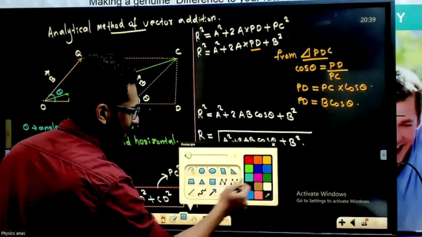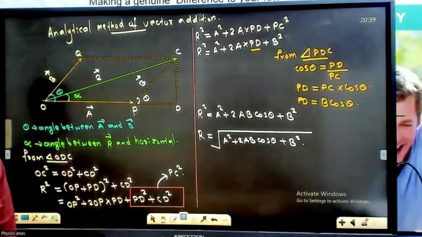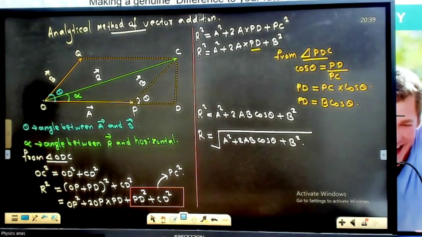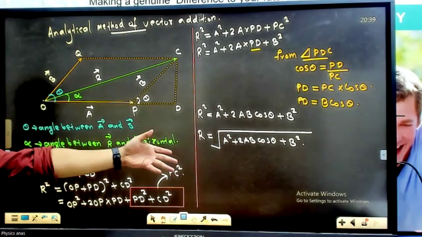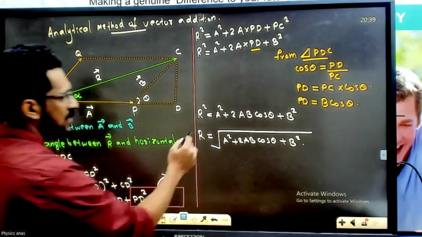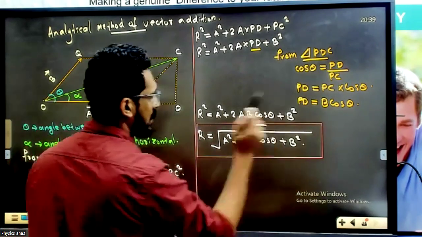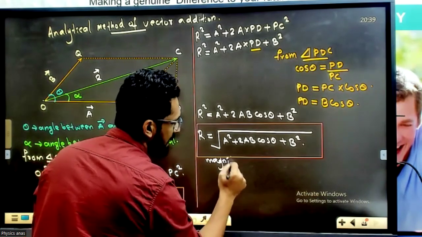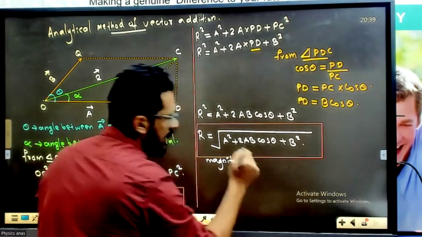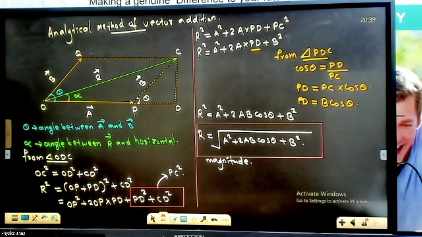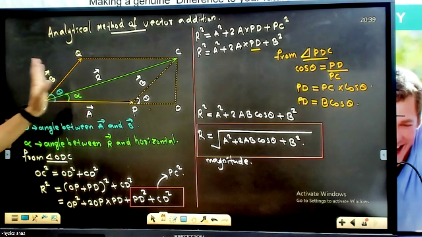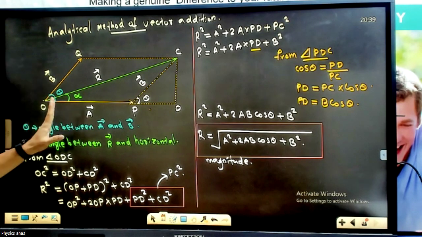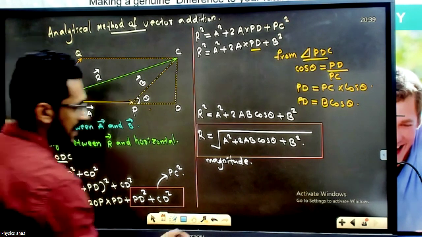No. This is only the magnitude. We have to find the direction also. That's very simple. The direction part is very simple. This is the magnitude part. Please stay with me. Now you need direction. What is direction? If you find this alpha, you will get direction. So you can find direction like this.